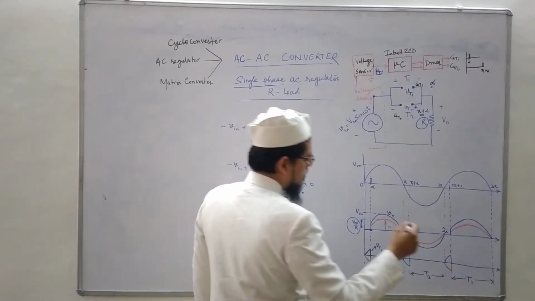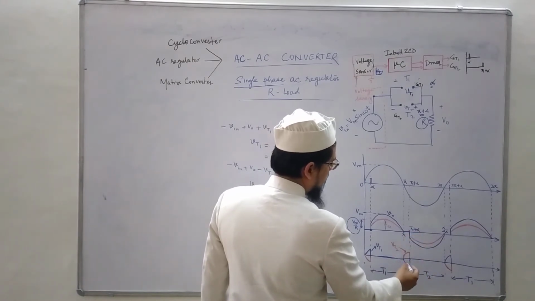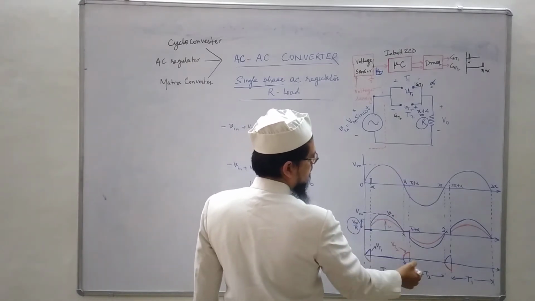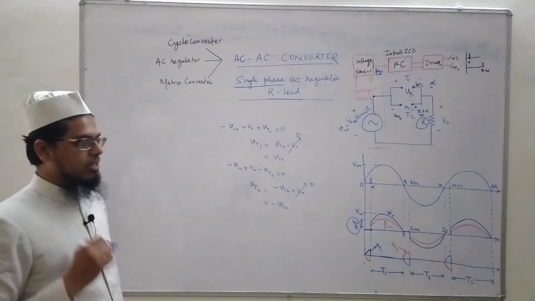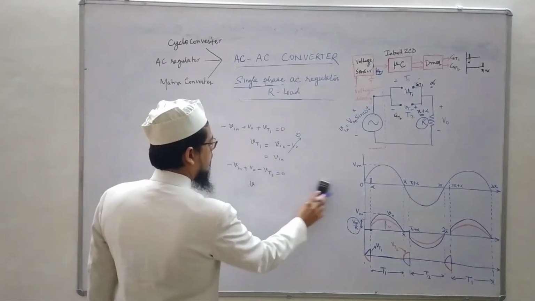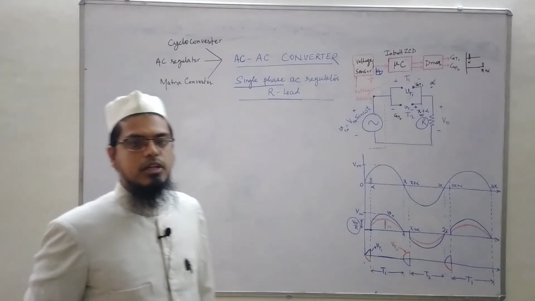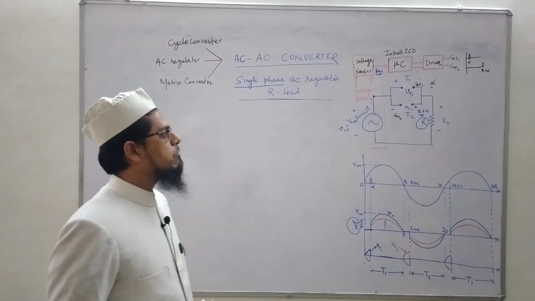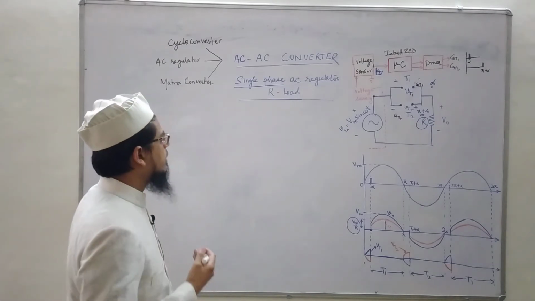Again, for pi to pi plus alpha, this same thing will happen. Vt1 will be equal to V in, so negative in this case, and in the other cycle also. Let us now try to obtain an expression for the RMS value of the output voltage and see how it depends on the firing angle alpha. Then we would be in a better position to say how we can control the output voltage.